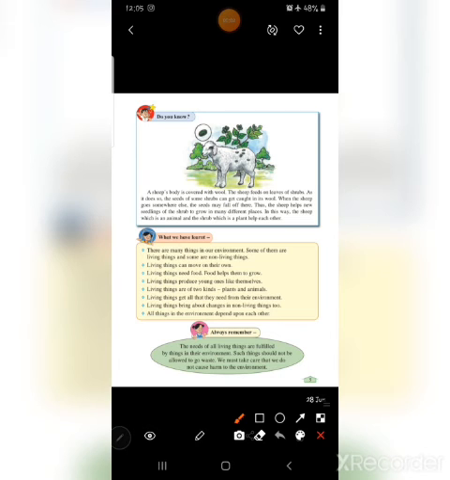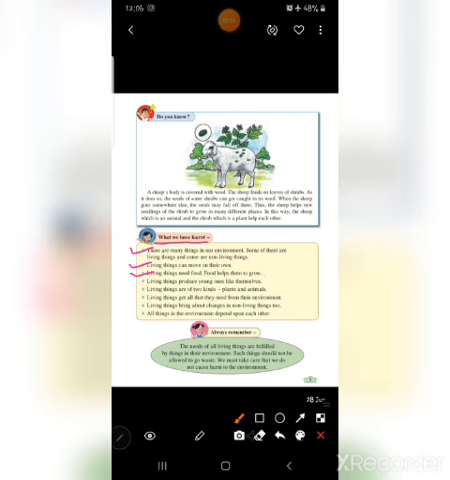So children, here we have completed lesson number 1, our environment. Now let us see what we have learned in this lesson, just a recap. There are many things in our environment. Some of them are living things and some are non-living things. Living things can move on their own. Living things need food. Food helps them to grow.